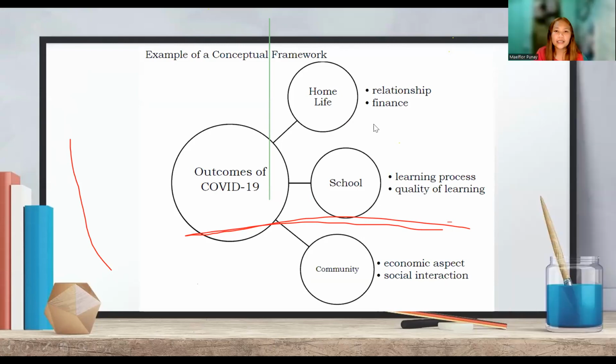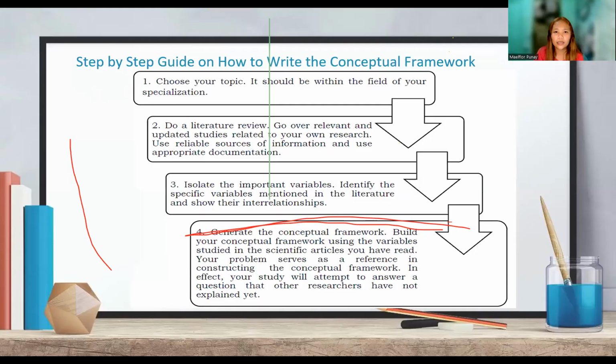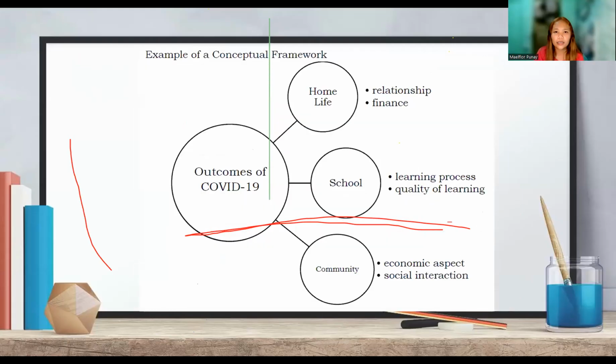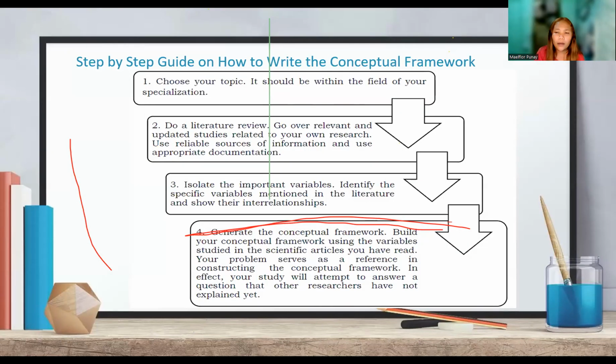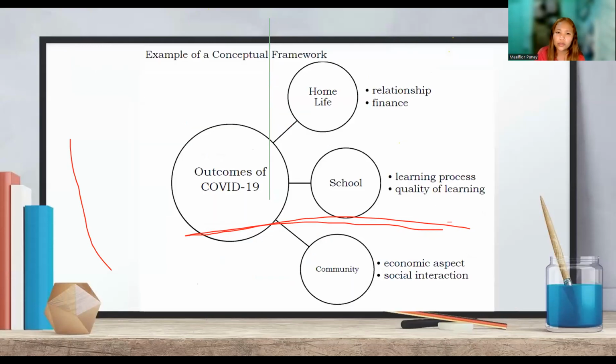Okay, so here is an example of a conceptual framework. From the topic, gikan sa topic, which is the outcomes of COVID-19, after doing the literature review, these are the variables nga na-identify. So home life, school, and then the community. So here, the relationship from the home life.